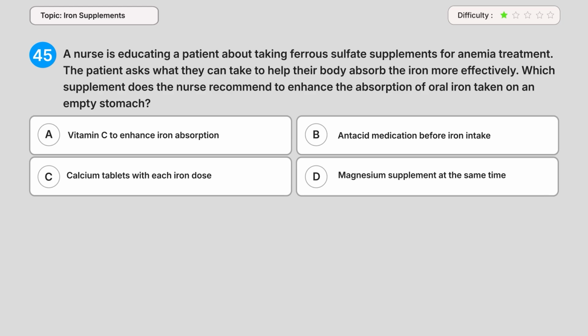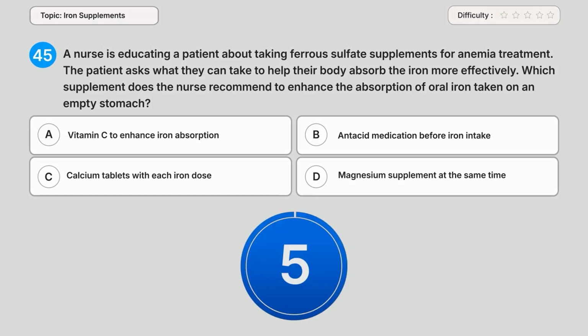A. Vitamin C to enhance iron absorption. B. Antacid medication before iron intake. C. Calcium tablets with each iron dose. D. Magnesium supplement at the same time. Do you know the answer?